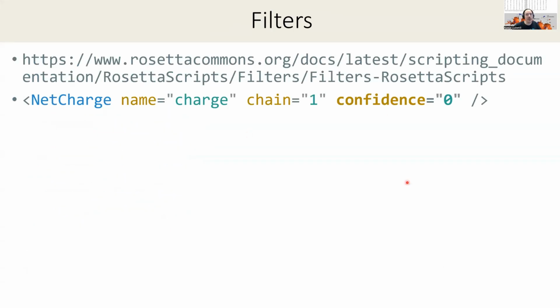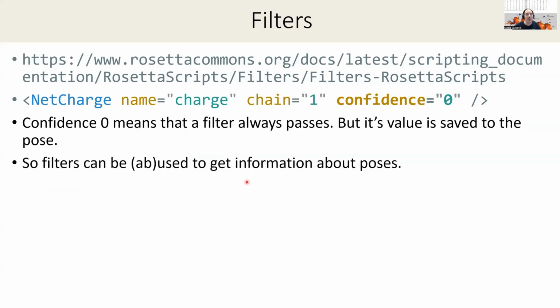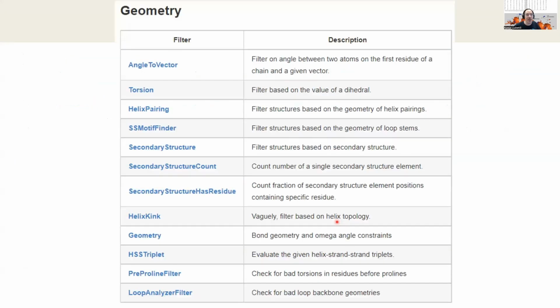Rosetta has a lot of filters, and people started abusing them a little bit, because if you put confidence 0 here, then the filter always passes, but its value is saved to the pose, so you can use it to get information about poses. Here's an example of various filters that are implemented: geometry filters, kinks in the helices, secondary structure motifs, and stuff like that. There's a bunch of them.